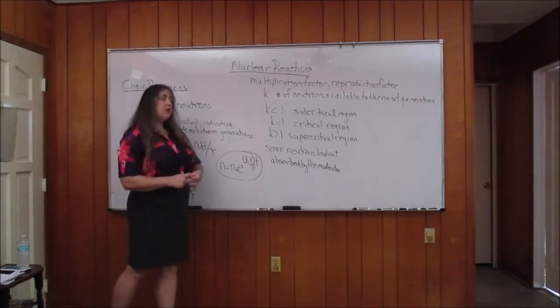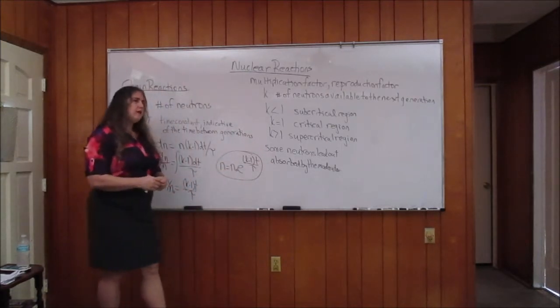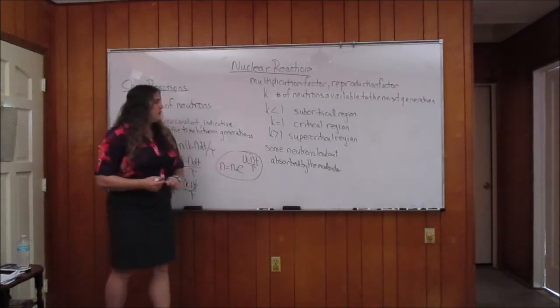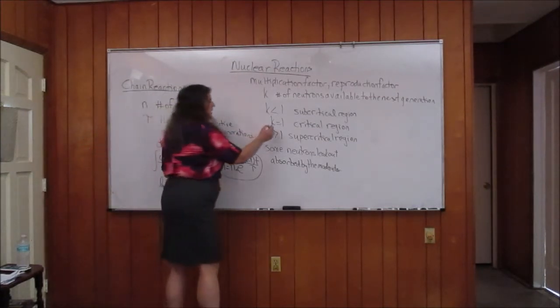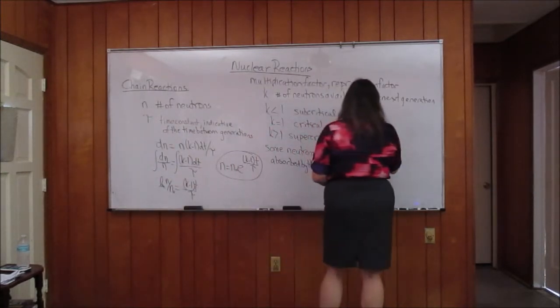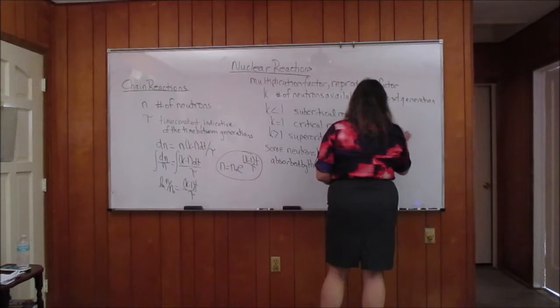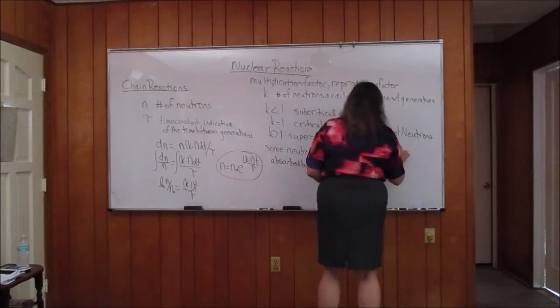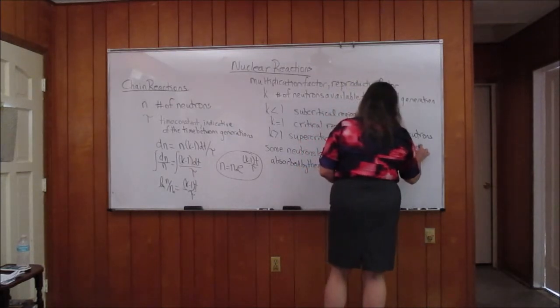And if k is much, much bigger than 1, well, then you have a... But basically, if you want to have a nuclear reactor, it's actually going to be right around 1. This is where the difference between prompt neutrons and delayed neutrons becomes important.